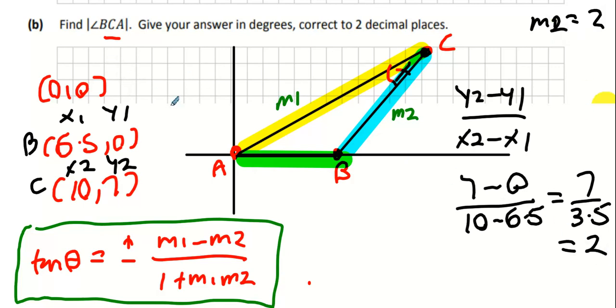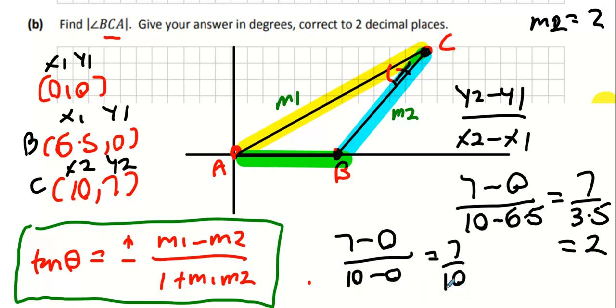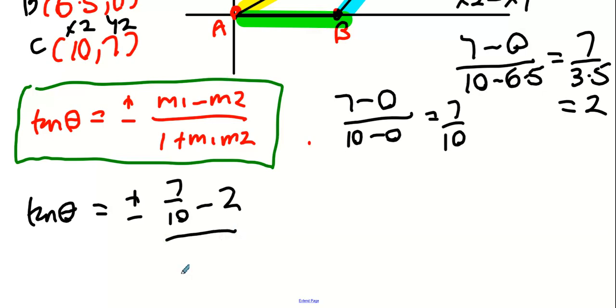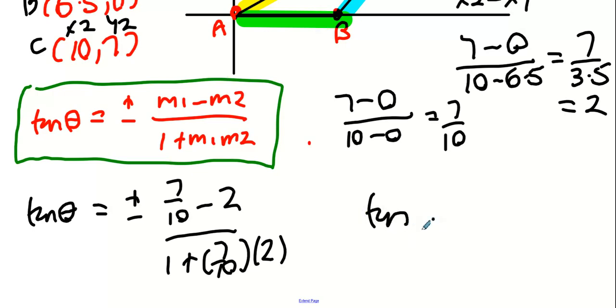Now I'm going to figure out m1. m1 is A to C. So I'll call this x1, y1. So it's going to be 7 take away 0, which is y2 take away y1, over x2, which is 10 take away 0, which is quite simply 7/10. Okay, then we're going to put all this into our formula here. And we're going to get tan theta is equal to plus or minus, and m1 is 7/10, m2 is 2, over 1 plus 7/10 times 2. I'm going to put all that into the calculator, and I'm going to get tan theta equals plus or minus, it's going to be minus 13 over 24.